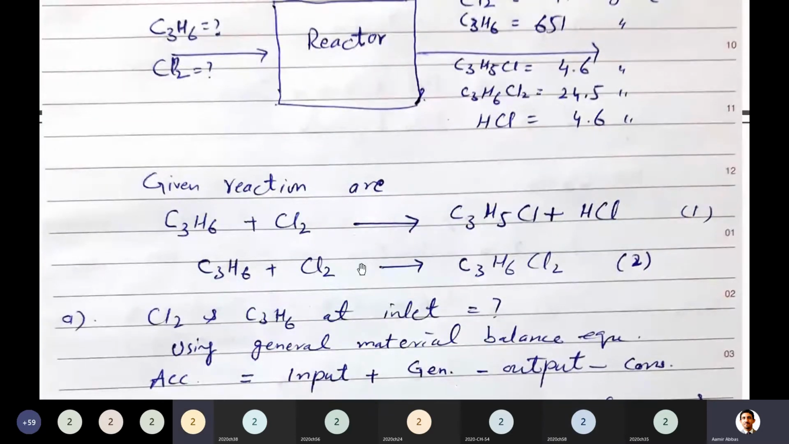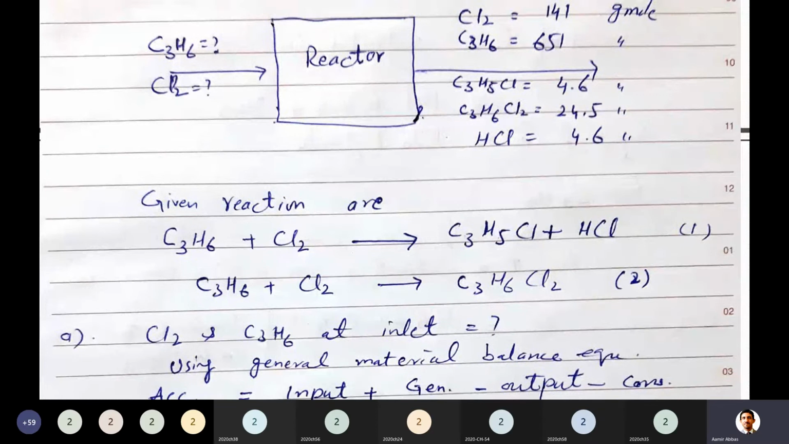Okay. What is the first part now in the question? A part was to find the amount of chlorine and propylene at the inlet. This was the question, I think. So how can you find this amount? When you look at the diagram, you have to find something at the inlet and you have values only at the outlet. So can I apply directly input is equal to output?